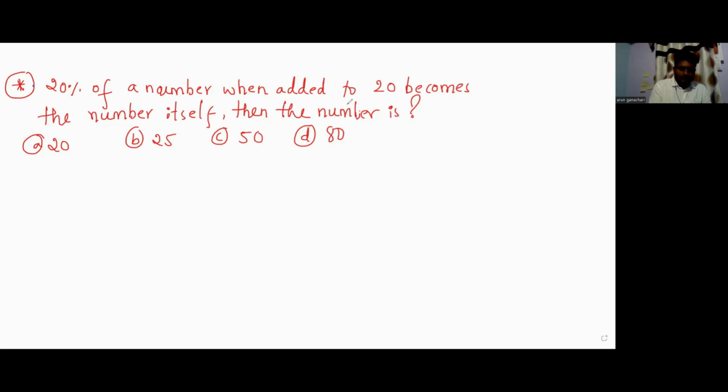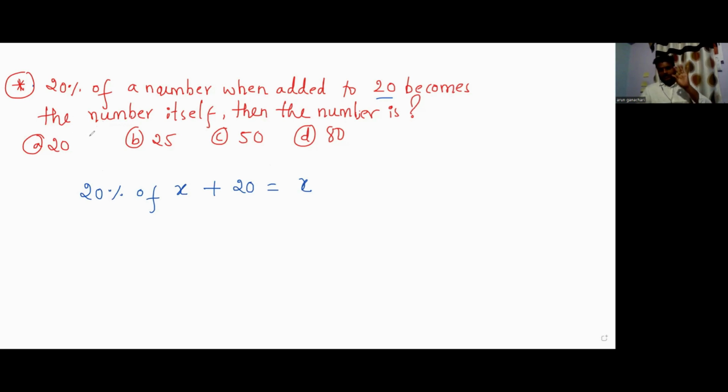Answer 25, sir. How to solve this? The question actually says 20% of a number when added to 20 becomes the number itself. Matlab 20% of a number. We don't know the number. Let's call it x. When we add this to 20, it becomes the number itself, that is x. Getting this?